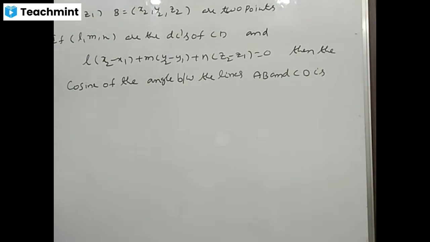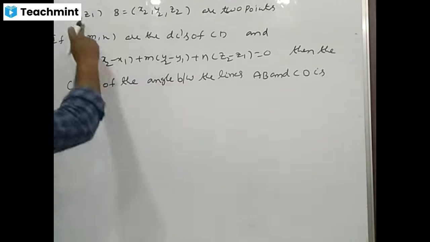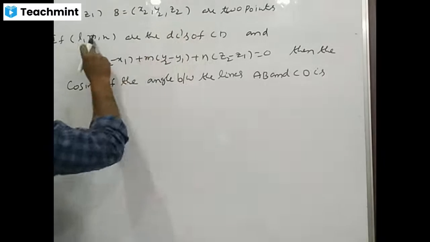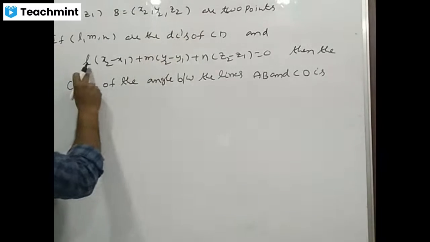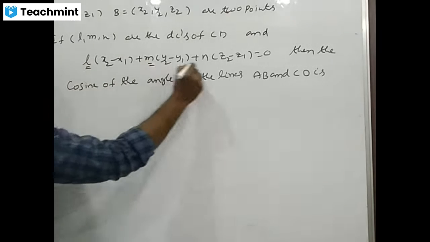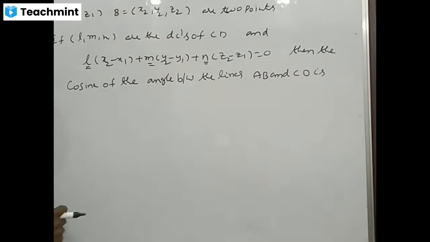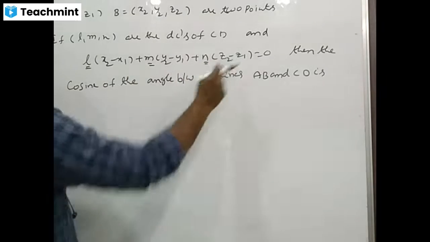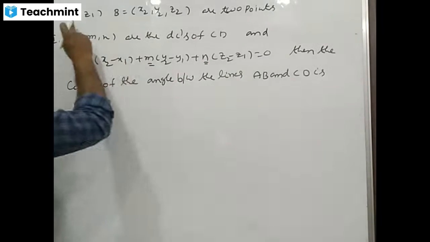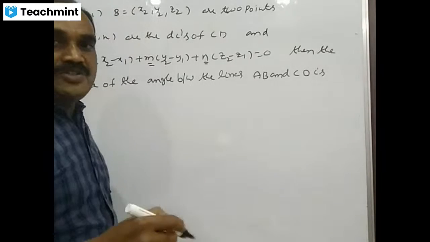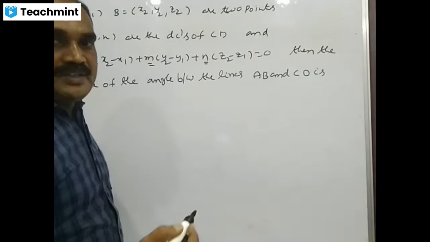Friends, here L into x2 minus x1. Friends, here this is A (x1, y1, z1), B (x2, y2, z2), are 2 points. L, M, N are the direction cosines of CD. Friends, x2 minus x1, y2 minus y1, z2 minus z1, these are the direction ratios of AB.